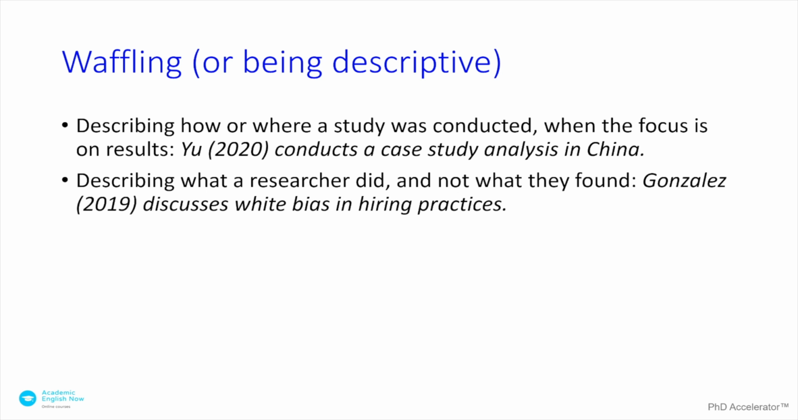The second type of waffling is describing what a researcher did and not what they found. And that's a very common problem that I see all the time in students' writing. So it's saying something like, "Gonzalez discusses white bias in hiring practices." Okay, I got that, but what did Gonzalez find? That's what I'm interested in, because you want to lead us somewhere. So what did Gonzalez find about white bias in hiring practices, right? This sentence tells us absolutely nothing.